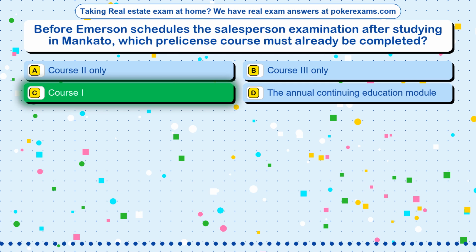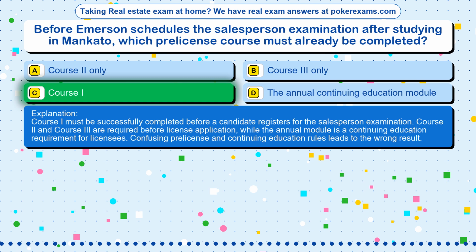The correct answer is option C, Course I. Course I must be successfully completed before a candidate registers for the salesperson examination. Course 2 and Course 3 are required before license application, while the annual module is a continuing education requirement for licensees. Confusing pre-license and continuing education rules leads to the wrong result.